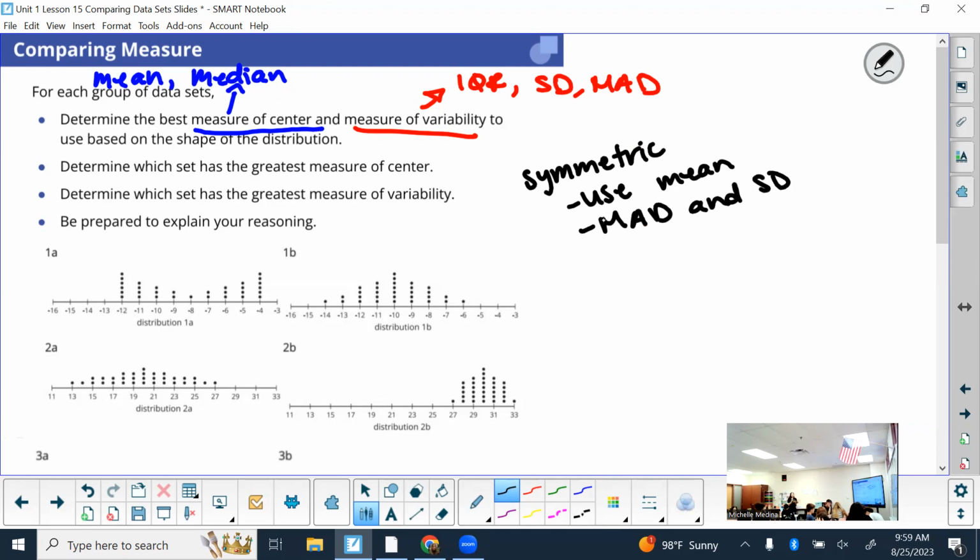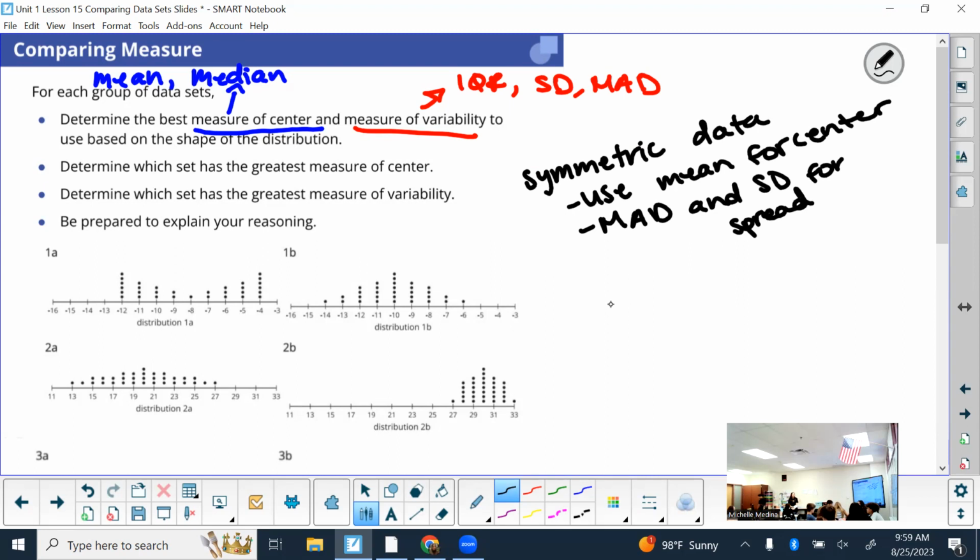So symmetric data: mean, MAD, and standard deviation. I'll even specify, use the mean for center, and MAD and standard deviation for spread or variability. Put it on a note card, start highlighting it, whatever. Put it under your pillow, read it every night before you go to bed.